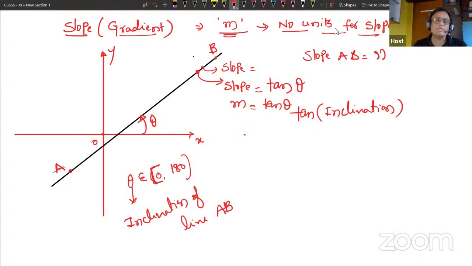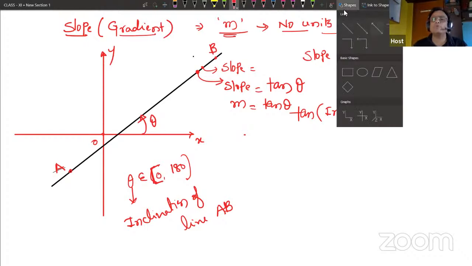Inclination means, once again, what? It is the angle of the line with the positive x-axis, measured in the positive direction, and it lies between 0 and 180 degrees, in the interval closed at 0 and open at 180 degrees. That is called the inclination.